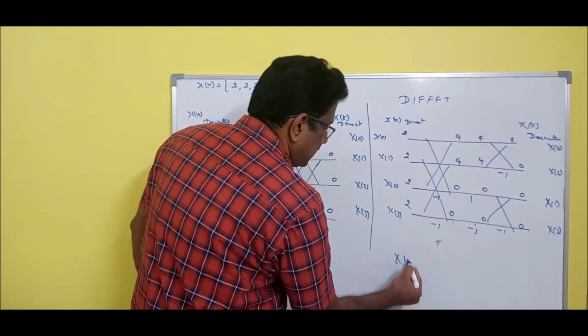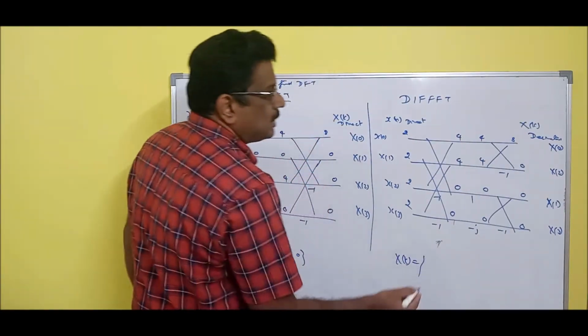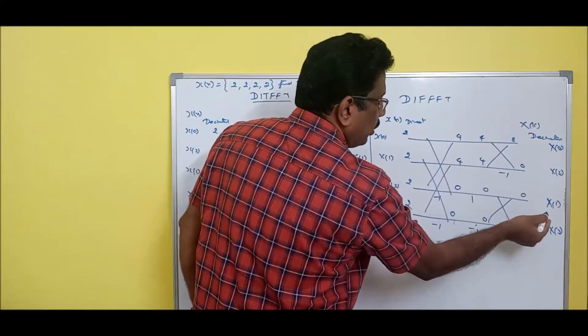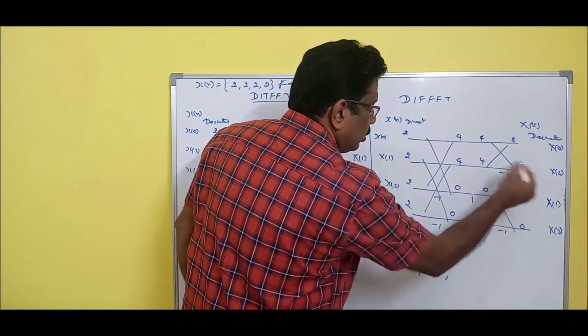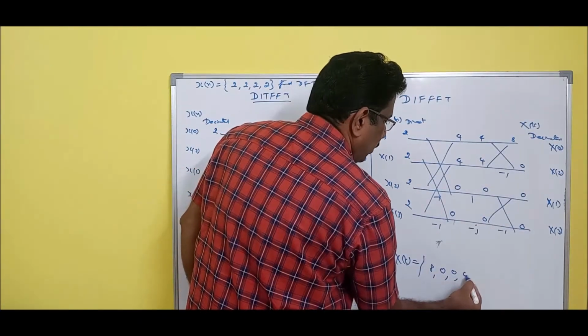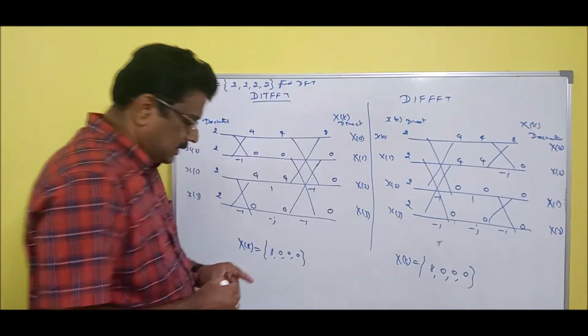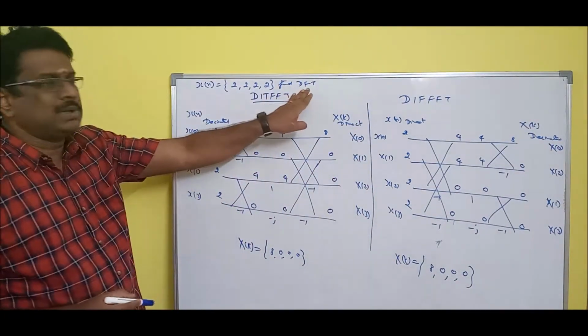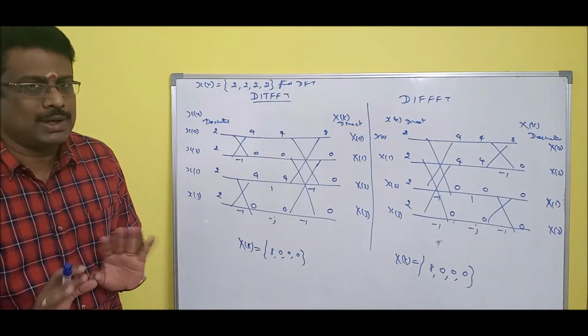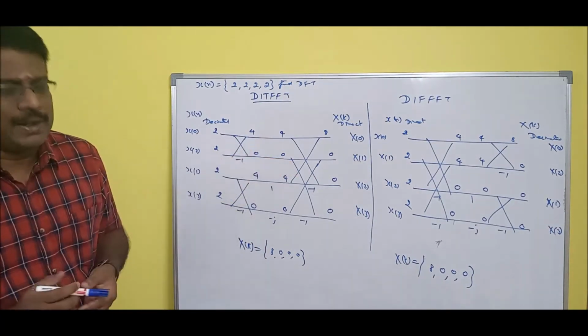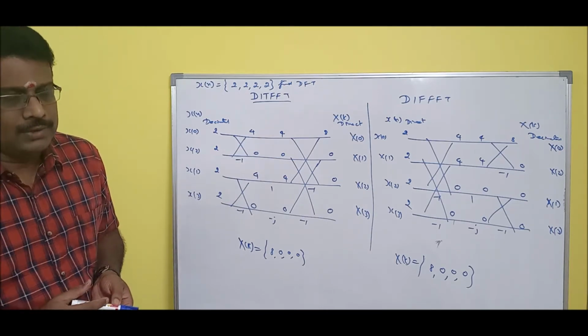This is the decimated answer, but no issues. 0 location, 1 location, anyhow it is 0, 8. 1 location is 0, 2 location is 0, and 3 location is 0, you got the answer. So remember, both problems are DFT, so both answers must be the same. So there is no trouble there. The diagram may be different. Okay, kindly make a note of this.